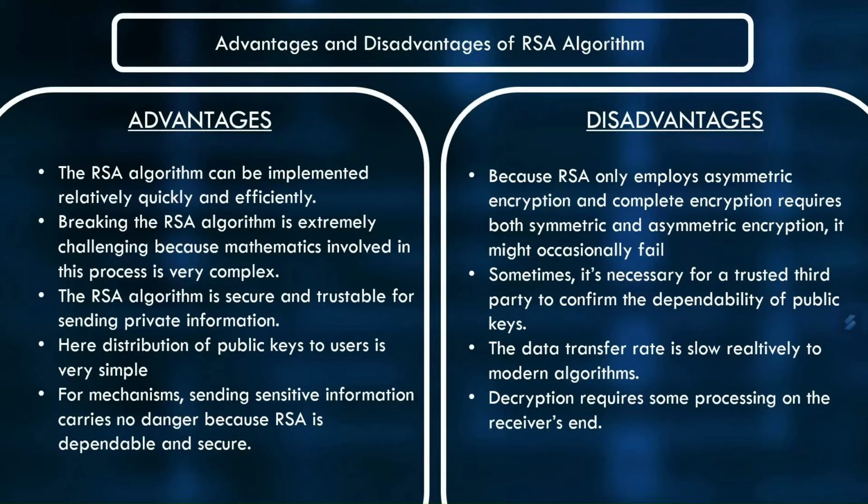And another advantage is sending sensitive information carries no danger because RSA is dependable and secure. Now, disadvantages. It might occasionally fail because RSA only employs asymmetric encryption and complete encryption requires both symmetric and asymmetric encryption. Sometimes it's necessary for a trusted third party to confirm the dependability of public keys.